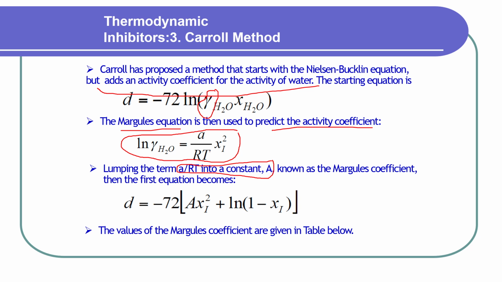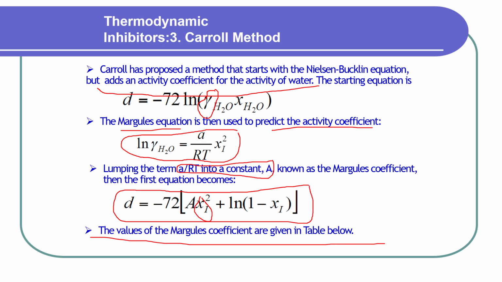And then you can simply find D, the depression or decrease in the hydrate formation temperature, based on the mole fraction of the inhibitors and based on a constant, A over RT, where capital A is called the Margules coefficient in the equation. So this is the Margules equation, and this is what we call the Margules coefficient, and the Margules coefficient can be found in the table in the next slide.